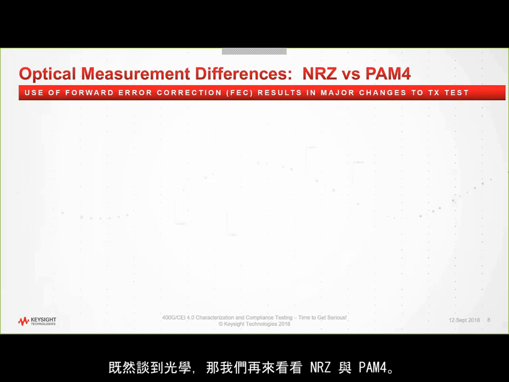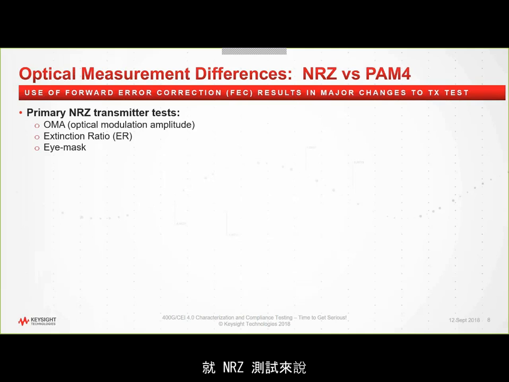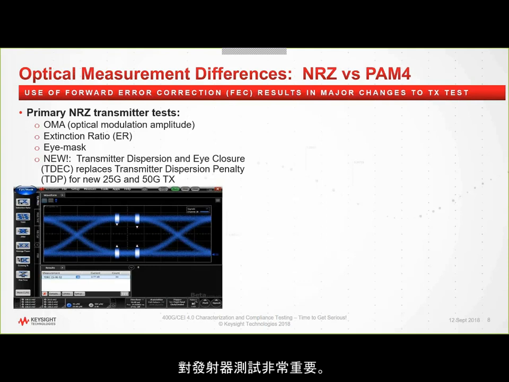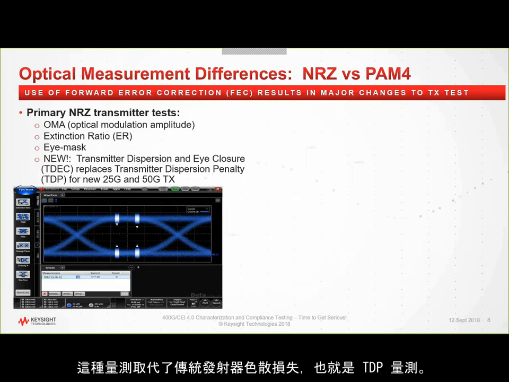Talking about optical, let's have a look at NRZ versus PAM4. For NRZ testing, you might be familiar with the optical modulation amplitude measurement, or the extinction ratio, and the eye mask was a definite workhorse when it came to transmitter test. And you can see the eye diagram, put up an eye mask to determine pass or fail criteria. One of the new things that have been coming along for 25 and 50 gig lanes is a new measurement called transmitter dispersion and eye closure, or TDEC, and it replaces the legacy transmitter dispersion penalty, or TDP measurement.